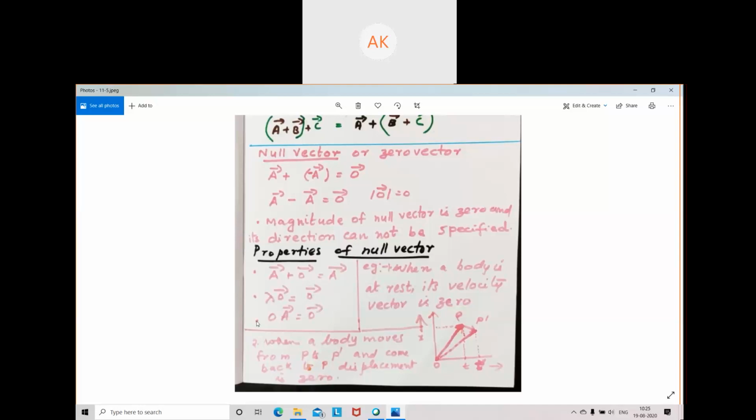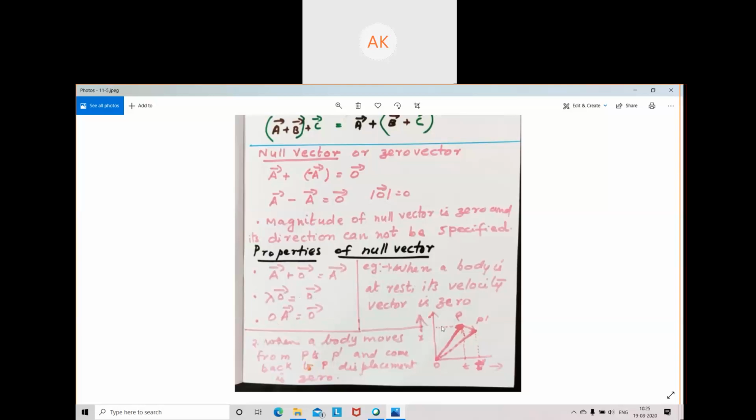Then when 0 is multiplied with a vector, that also gives 0. So in multiplication we can see the 0 vector: a real number into 0 vector is 0, and 0 into vector A is also 0.